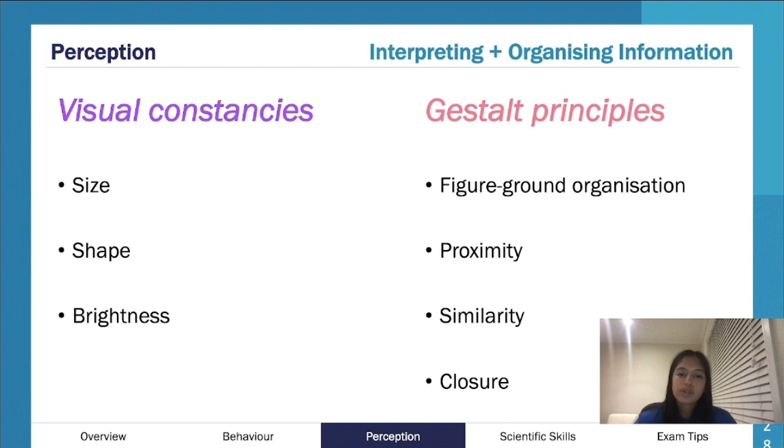Okay, looking at Gestalt principles, we have a nice example of pictures here. Figure ground organization is basically this idea of separating things into what's in the foreground and what's in the background. And that's how you're able to interpret information visually. Proximity is this idea of grouping things that are closer together. Similarity is grouping things that look alike. And closure is this idea of when things have gaps, you being able to mentally fill them in.